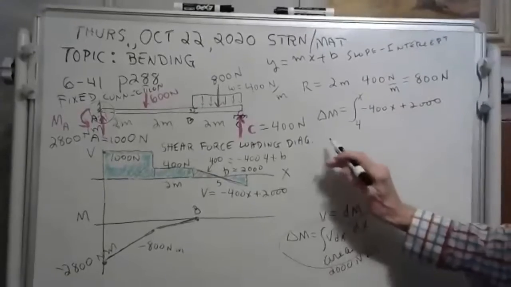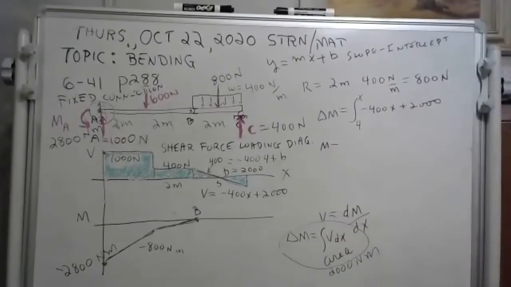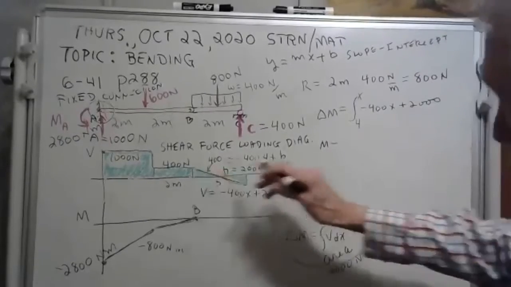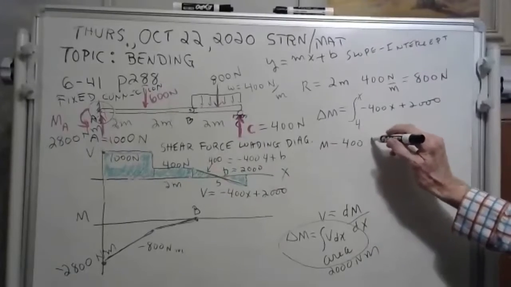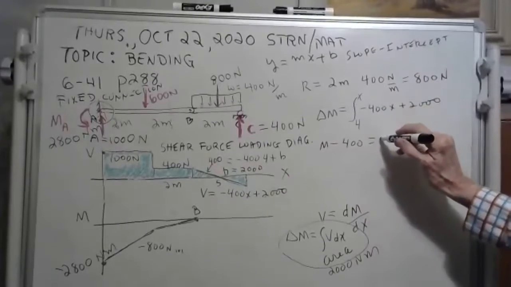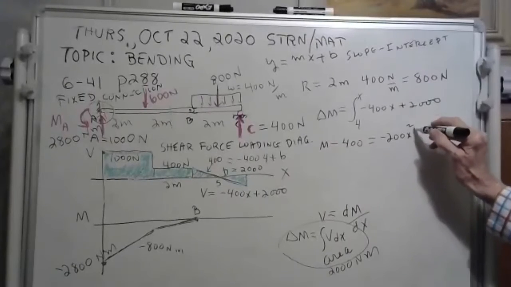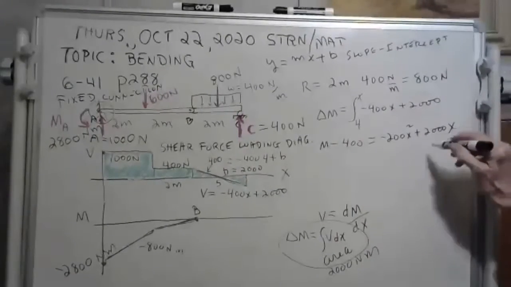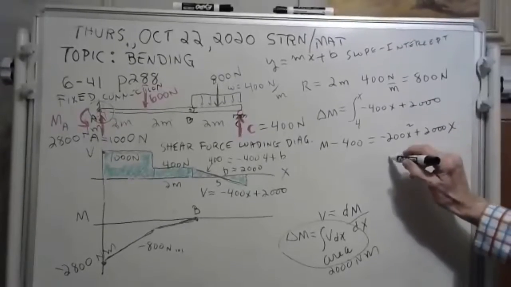All right, now here we go. This is the final value of m minus the initial value of m. Well, the initial value of m for this line right here is 400. So you'd have to subtract the initial value. And then when you integrate this, you'll get minus 200x squared plus 2000x. Now, did I lose anybody? Oh, wait a minute. I have to subtract.